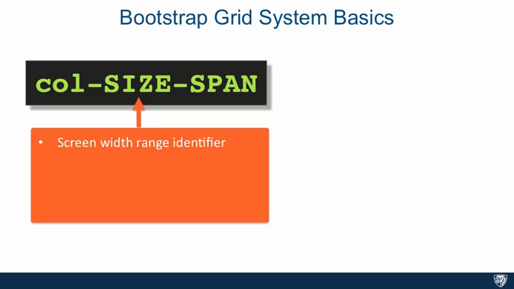And what that means is that columns will collapse, in other words, they'll stack one upon each other, below that width. So if the screen width is 1200 pixels and above, for, let's say, a large size, it will go ahead and honor whatever you specified in this column dash size dash span. But if the screen width is below 1200 pixels, this class will no longer apply. And basically what that will mean is that the columns in your row will collapse on each other, meaning they will stack one on top of the other.